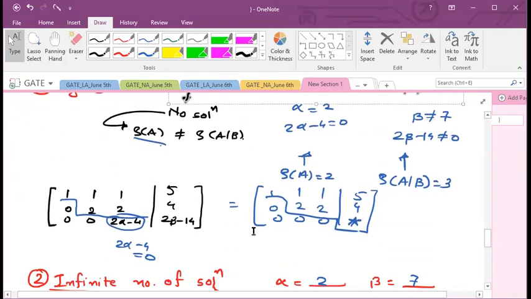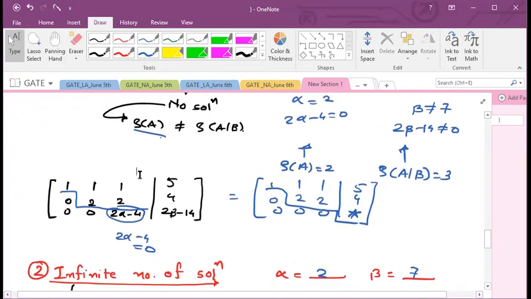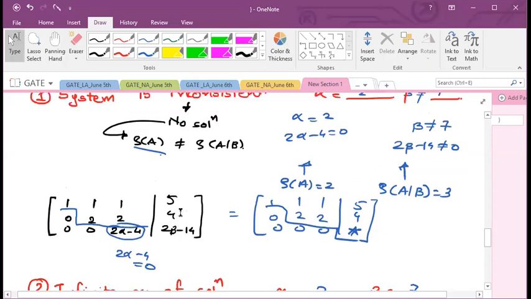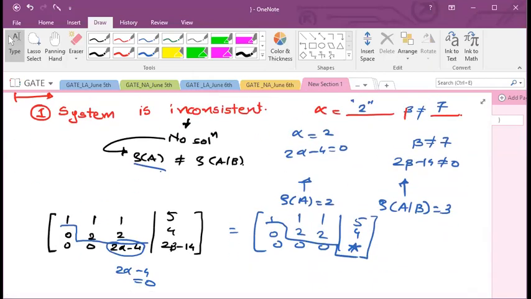Okay. So for inconsistency, what have we taken? Your rank of A, I have taken over here 2, that is less than 3. And rank of A augmented B, I have taken here 3, isn't it? You can see over here. For inconsistency, our rank of A should not be equal to rank of A augmented B. So I have taken rank of A 2. I have made this row as 0. And I have taken rank of A augmented B as 3.